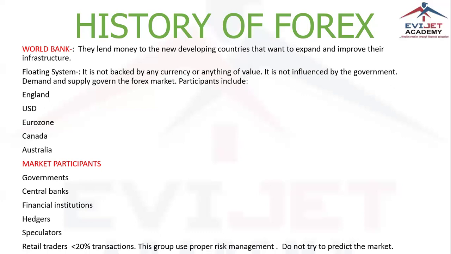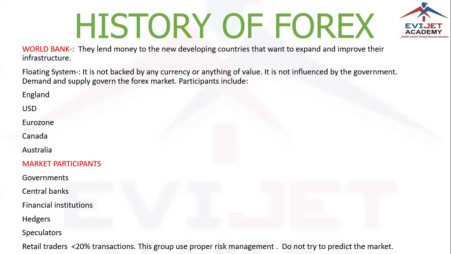Then we have speculators, and finally we have the retail traders. Okay, now retail traders, this is where you and I fall. I'm a retail trader, you are a retail trader. But these banks, the government, the financial institutions, the hedgers, they are big players in the market and they can move the market. But for you who is a retail trader, you don't have any say in the market because you can't move the market. You don't have enough money that can move the market.